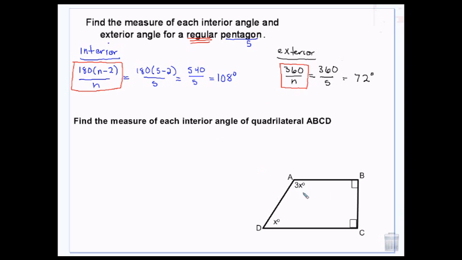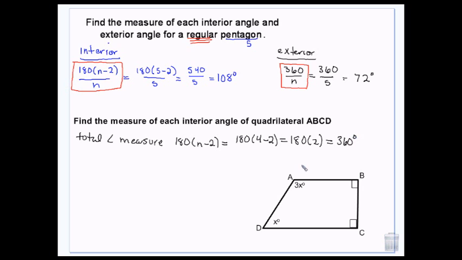Problems like this next one, where you have to find each interior angle from this quadrilateral. So to figure that out, first I have to know how many angles total are in a quadrilateral. So first we find out the total, which is 180 times n minus 2, and a quadrilateral has 4 sides. So it's 180 times 2, which is 360. So this whole thing is going to be 360.